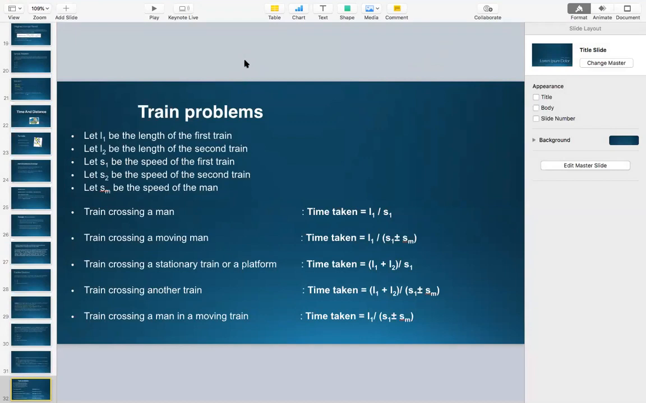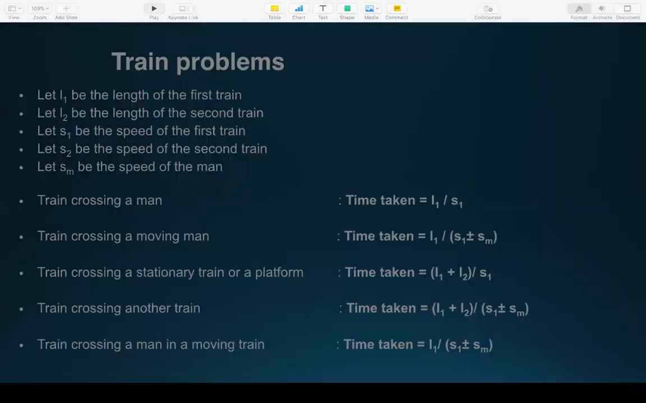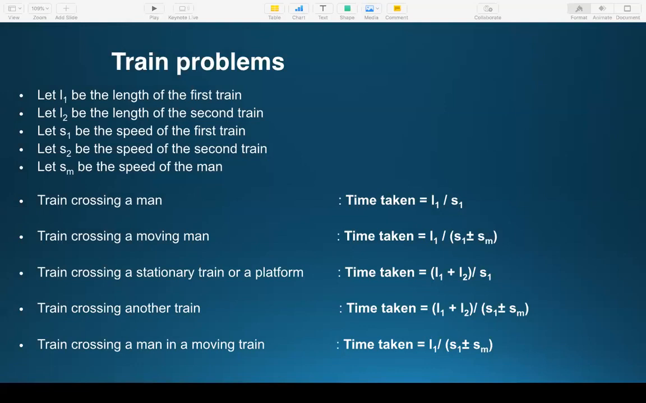Now, if I simply ask you that there is a Shatabdi Express of length 200 meters, and you are standing on the platform, and the train is moving at a speed of, let's say, 10 meters per second, the question is to find the time taken by the train to cross you.